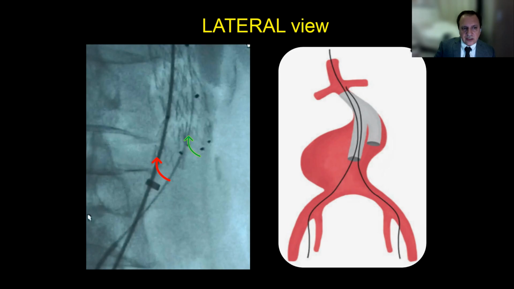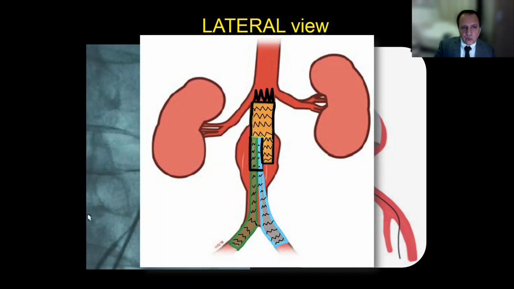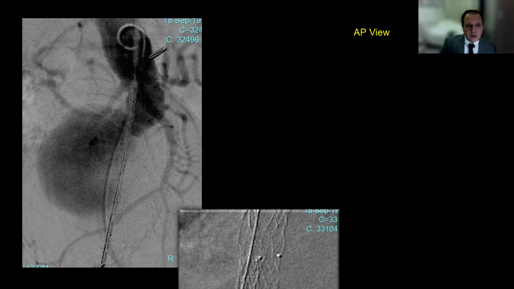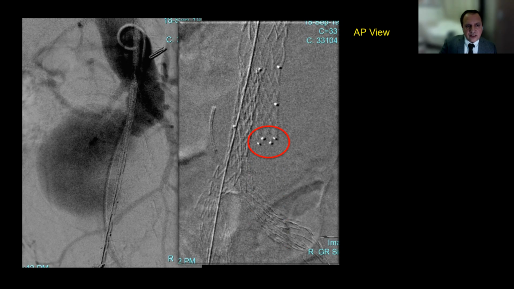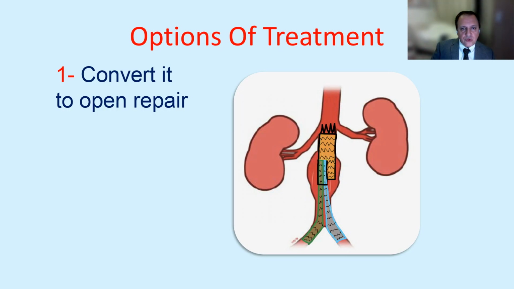We did not recognize that until after deployment, and we ended with both limbs trapped in the ipsilateral limb. You can see it here, the contralateral is completely open and both limbs are stuck in the ipsilateral limb. So what do you do in this situation?